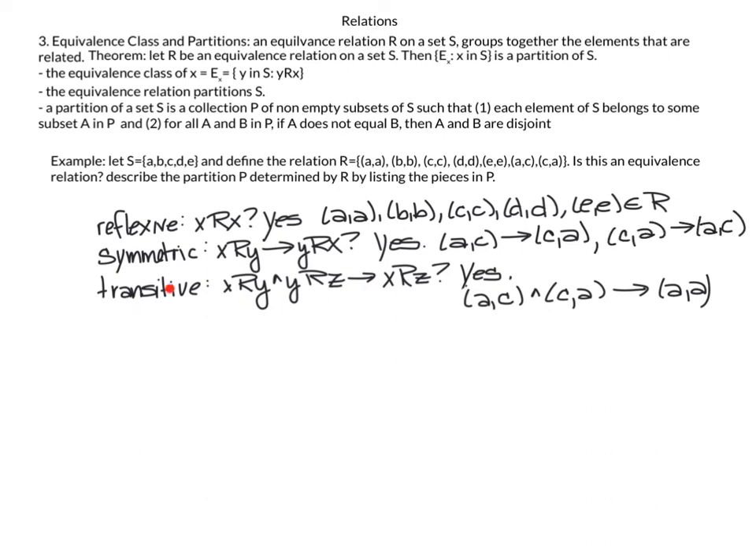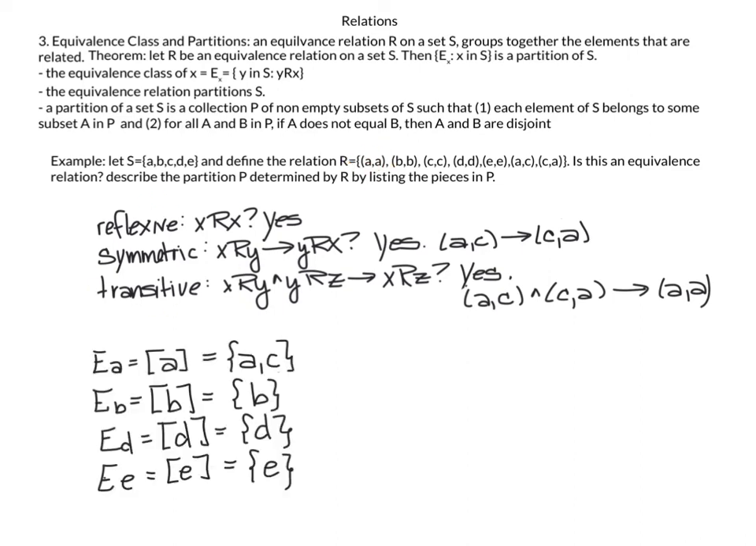And then last, is it transitive? If we have X related to Y and Y related to Z, is X related to Z? I'm looking for this pattern where the middle things are the same. So I have (A,C) and (C,A). These two in the middle are the same, they're the Y. So my X and my Z need to be related. So (A,A) needs to be in the relation, and it is. So this is an equivalence relation.